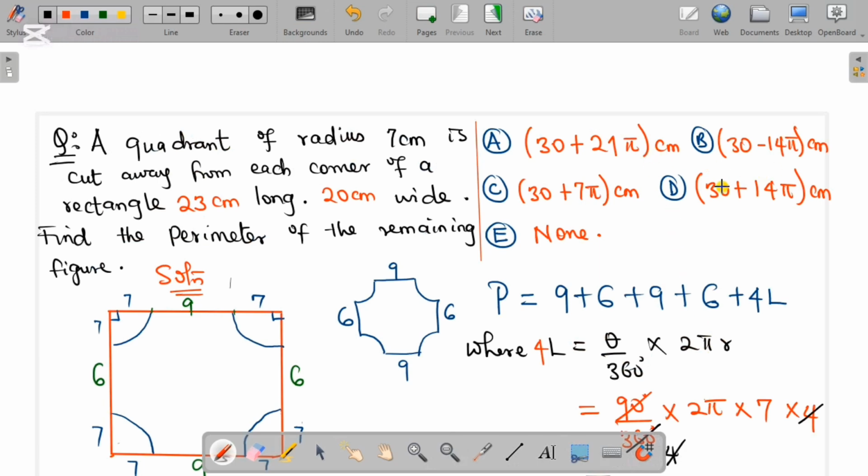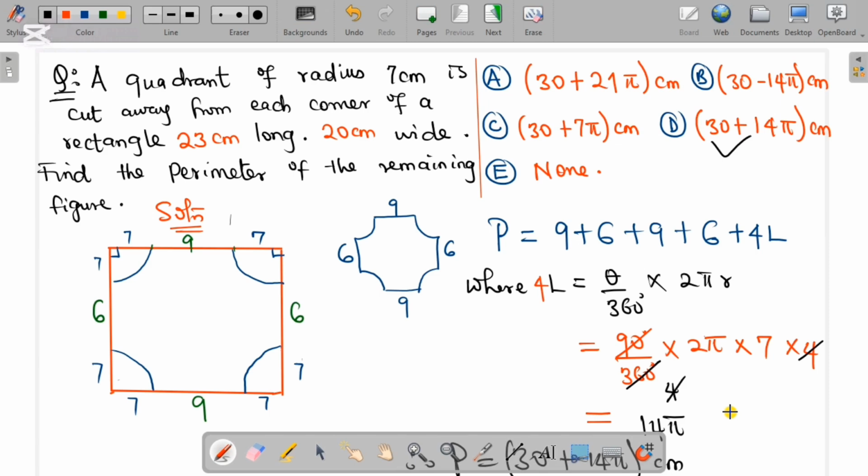Let's check the options. 30 plus 14 pi is option D, and that is the correct answer to this problem.